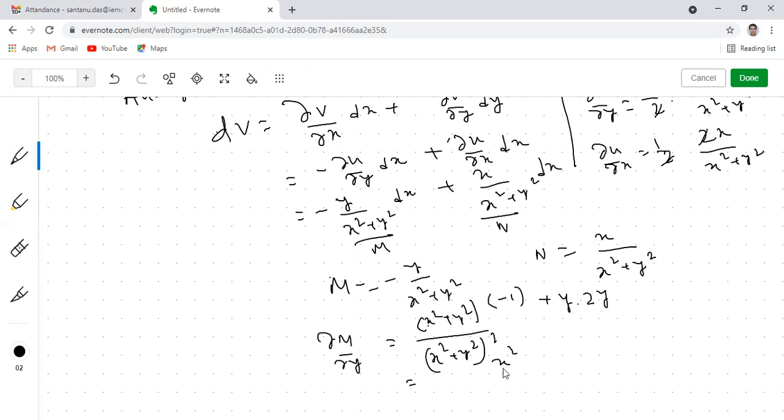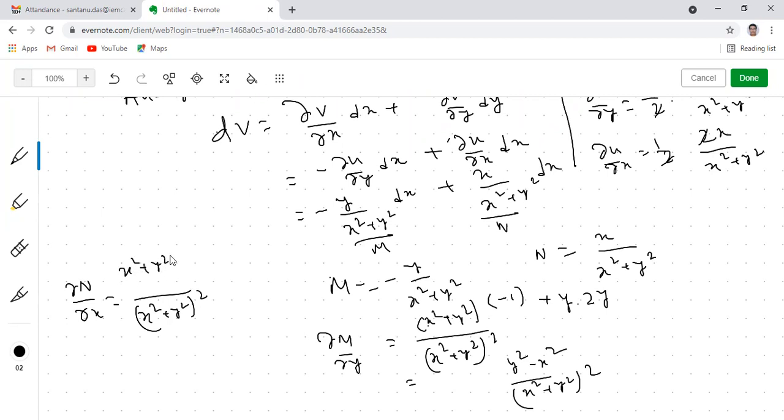Sorry, have I made any mistake? Yes. So this will be y square minus x square by x square plus y square whole square. Now what will be del N del x? Del N del x will be over x square plus y square whole square. X square plus y square will be fixed. The partial derivative of x with respect to x will be 1, minus x will be fixed, and the partial derivative of the denominator with respect to x will be 2x. So this will be y square minus x square by x square plus y square whole square.